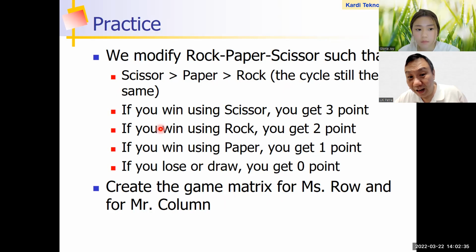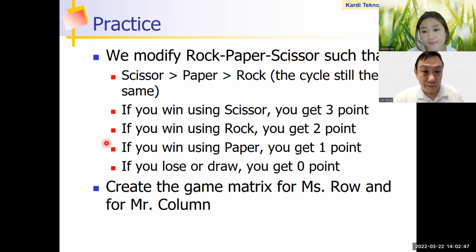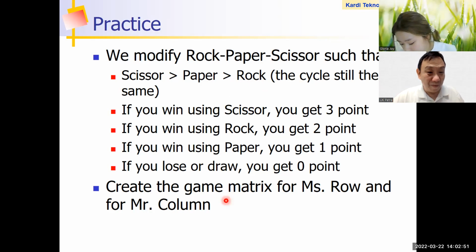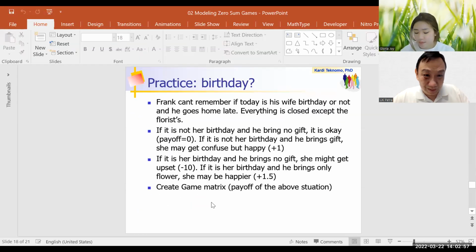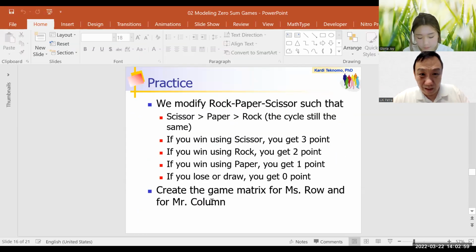Can I give you this as your assignment? Just one game matrix. It's just to practice, so that at least you know how to apply game theory in your life later on, even though it's only rock, scissors, paper.